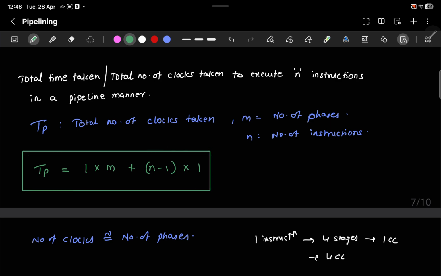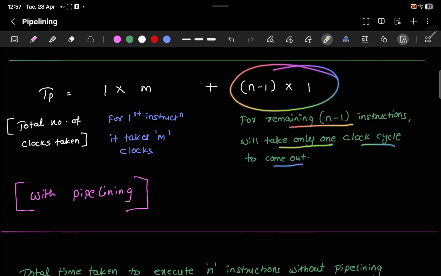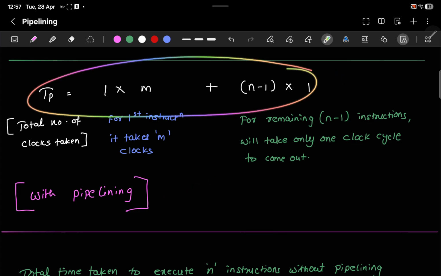Are you getting it? Whenever I am talking about pipelining, you can directly put in this formula and calculate the number of clock cycles. Now this is the generalized one, written in a generic way. TP means total number of clock cycles taken, and for the first instruction it takes m clock cycles, and for the remaining n minus 1 instructions it will take only one clock cycle each. That is what this part means. So this is the formula for pipelining when you are using a pipeline.